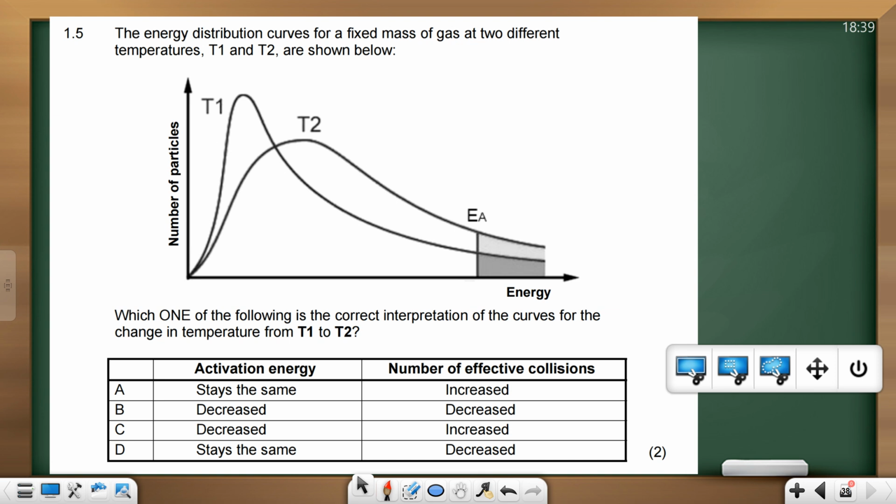From T1 to T2. Oh, yes. T1 is cooler. T2 is hot. So the number of collisions has what? Increased. My answer is A.